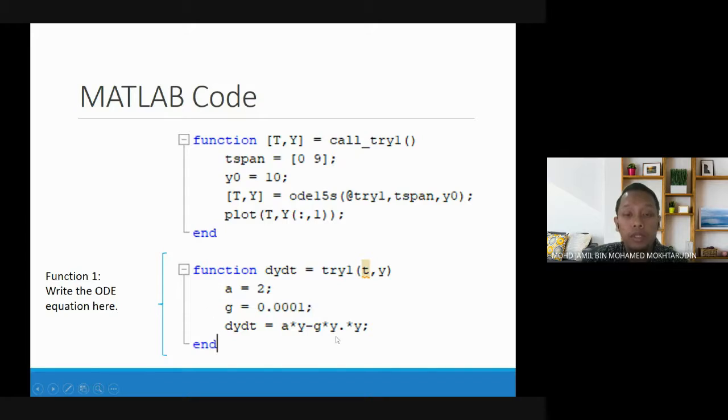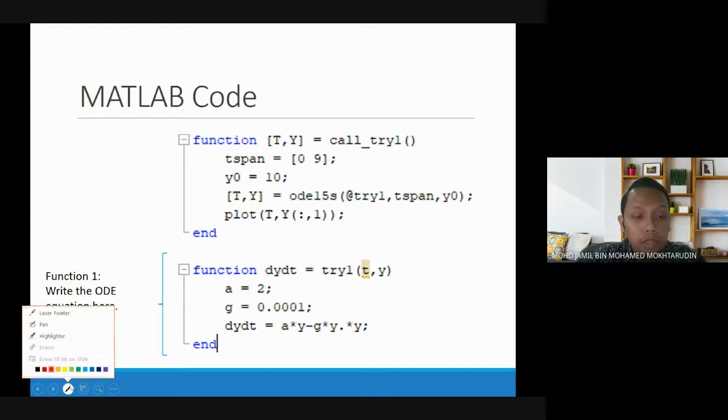Okay, so when you have this in your function, then you name your function with any name that you want. Try one here is the name of the function. And that function must receive two inputs. The first input is time, and the second input is y. This y here must be the same as this y. So if you write x here, this must be x.